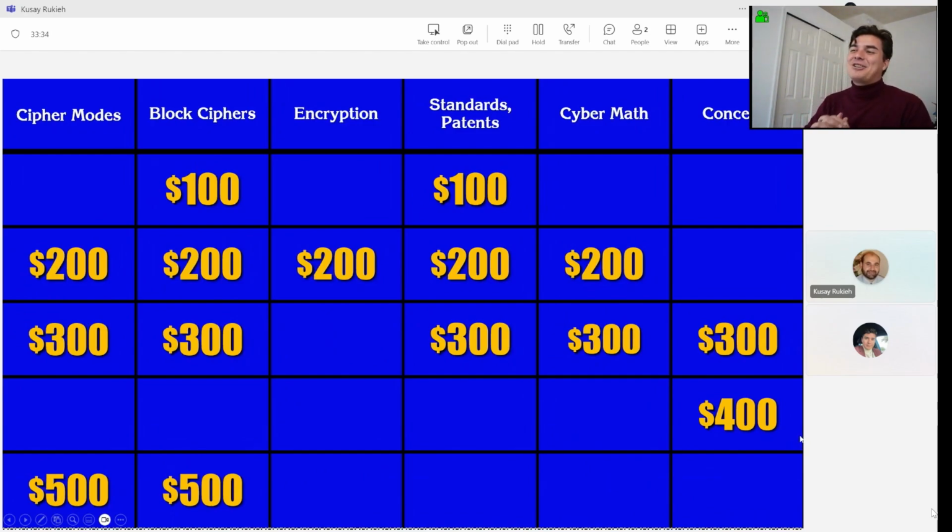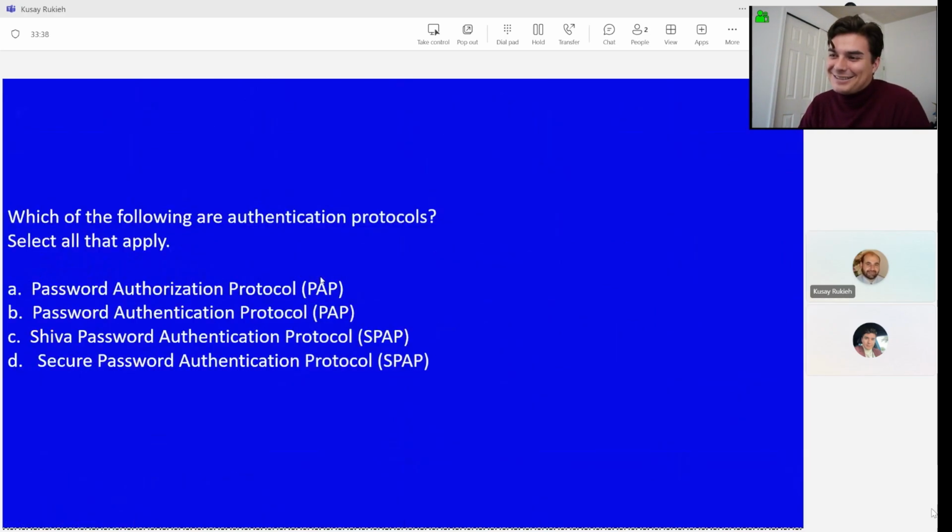All right, let's do encryption for $200. Which of the following are authentication protocols? I'm going to say authentication protocol, so B, and then that D one. I never heard of those other two. Correct.